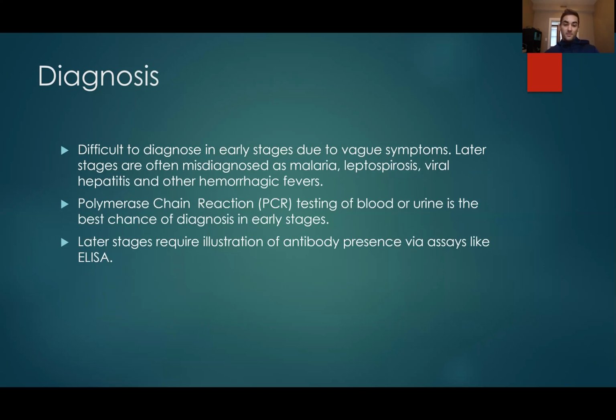The difficult thing with the later stages is that these symptoms can often be misdiagnosed as other hemorrhagic fevers, for example, or malaria or leptospirosis, viral hepatitis. It makes the diagnosis a little bit more difficult, but if we do suspect yellow fever as the viral etiology, we can conduct different assays to detect the antibody presence. One such assay is ELISA, enzyme-linked immunosorbent assay, which actually uses the identification of a fluorescent antibody-antigen complex.